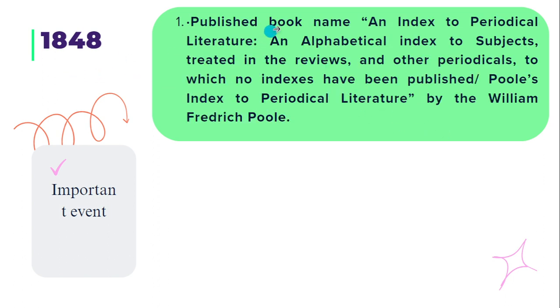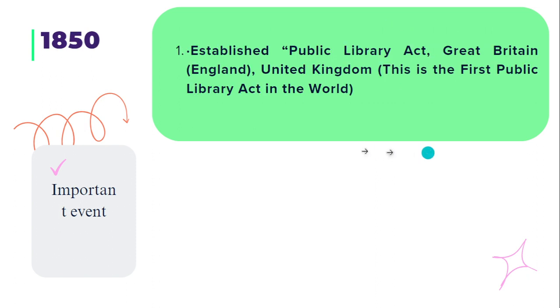Then in 1848 a book was published named An Index to Periodical Literature, an alphabetical index to subjects treated in the reviews and other periodicals to which no indexes have been published, Poole's Index to Periodical Literature by William Frederick Poole. 1850, established the Public Library Act, Great Britain, United Kingdom. It is regarded as the first public library act in the world.